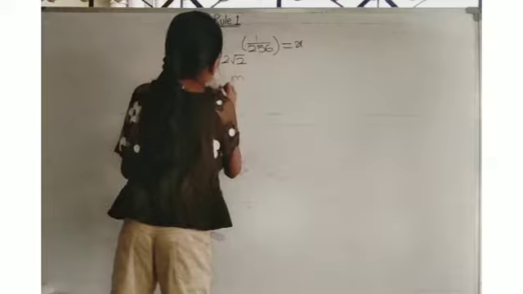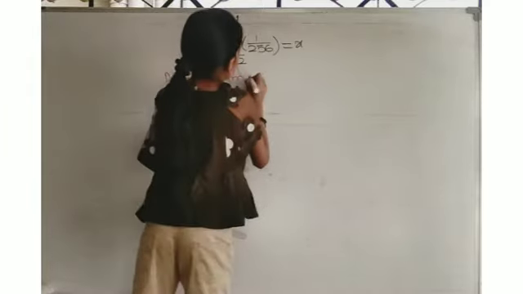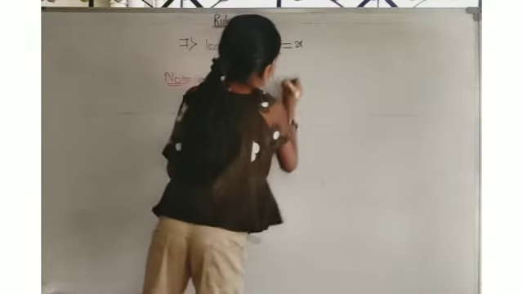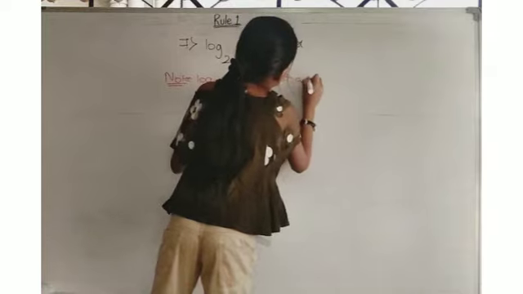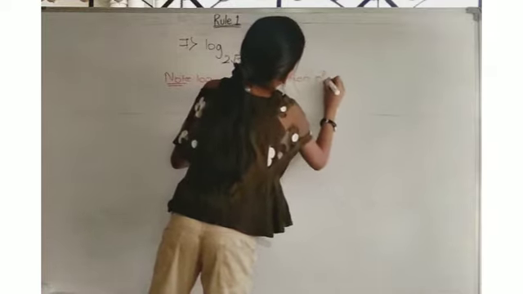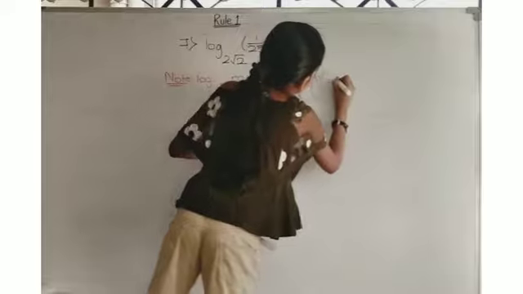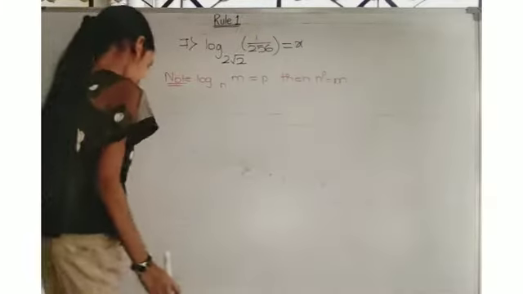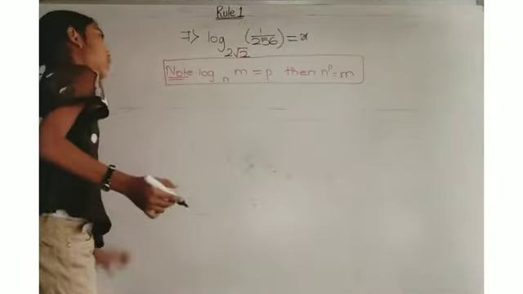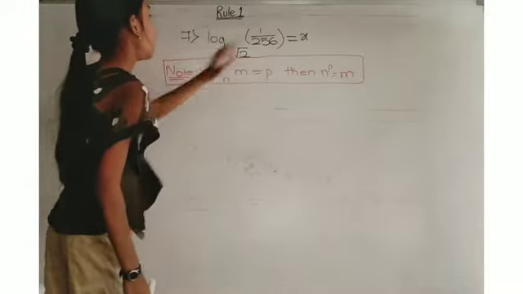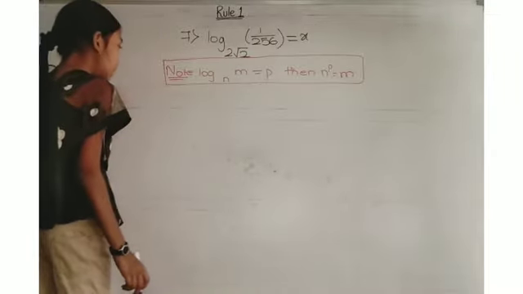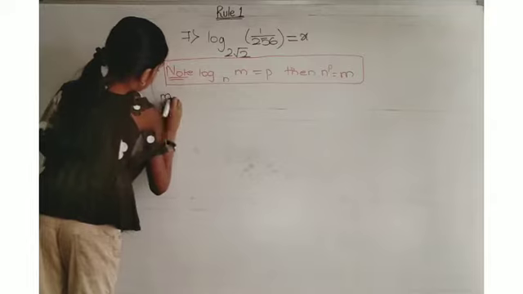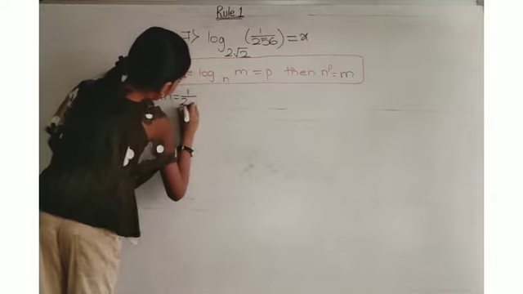Log m base n is equal to p. Then n raised to p is equal to m. We are going to compare the values. So, m value is 1 upon 256. So, m is equal to 1 upon 256.